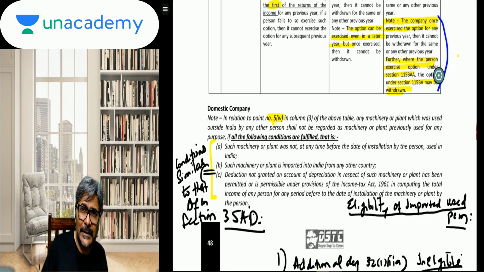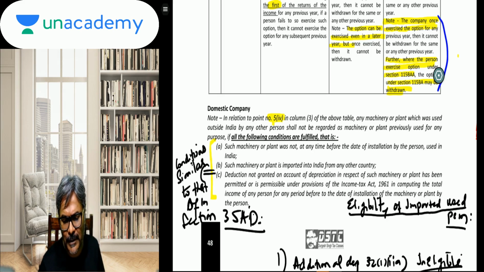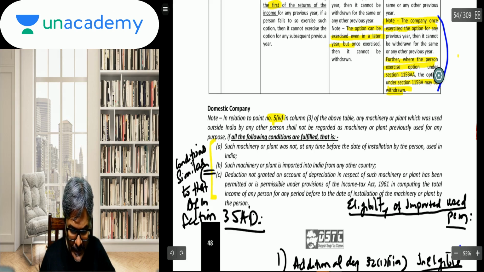So what is the condition over here? That is, is it that no old plant and machinery is allowed for 115BAB business, or some relaxation has been given to us? Please let's have a look. So a note has been given in relation to point number 54 in column number 3 of the above table. Any machinery or plant which was used outside India by any other person shall not be regarded as machinery or plant previously used, if all the following conditions are fulfilled. Students, if all the following conditions are fulfilled. And which is that following condition which has to be fulfilled?